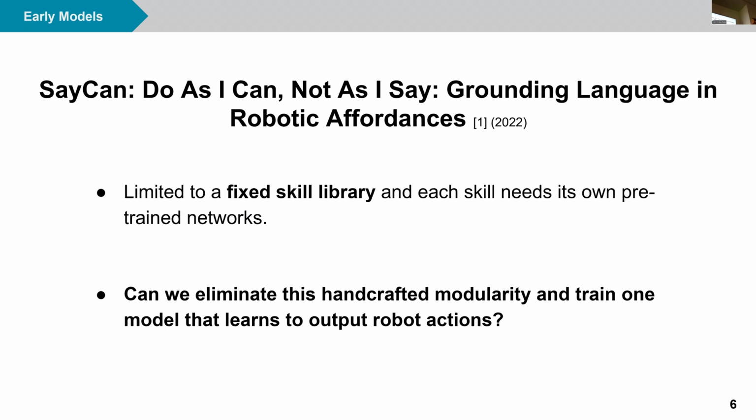But you can imagine that if you have a fixed skill library and you have to train a policy network for each skill, and you need a value function for each skill, that as the number of skills grows, this isn't going to scale very well because you'll be retraining for each new skill that you add to this library. So what if you could eliminate this kind of handcraftedness in this type of model and train one model that learns to output robot actions for a variety of skills?